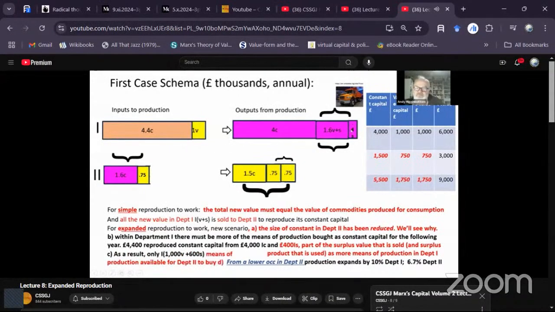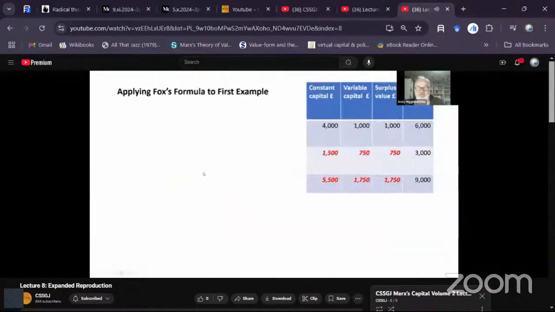What this means is that because this surplus product, the surplus value, is now being used back in Department 1, there's less available to Department 2, which is why he reduced the starting point. Because what he wants to show is year 1, 1.5, year 2, 1.6. So he wants to show some expansion. And the way he's fiddled the figures a little bit is he's got a lower starting point for Department 2, so he can get some expansion in. Okay, so that's his first case schema.